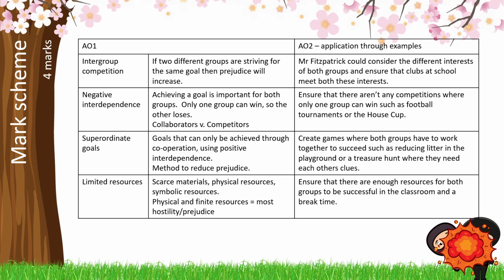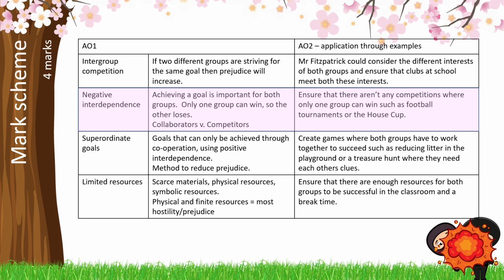Okay, so here's our mark scheme in relation to this, and this is what it would look like. So we need 4 separate pieces of application for the 4 marks available. We're going to be explaining terminology for intergroup competition, but this time we're giving examples about how this links into the stem. So Mr. Fitzpatrick could consider the different interests of the groups and ensure that they're both met in order to reduce prejudice, because that's what he's looking to do in his school.